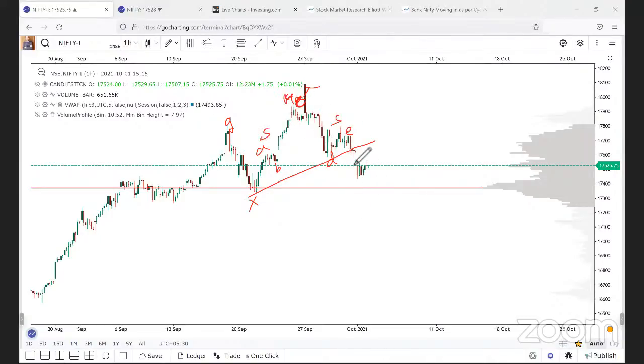So I am getting cautious. Also the gap here is still not filled. We will see if Monday can have a gap up, then we will have a pullback. If that does not happen, then things might change. So you have to be very careful right now in the market.